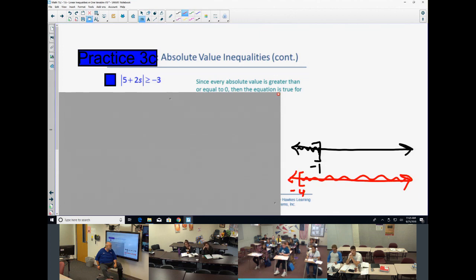-4, -3, -2, -1. Okay, what about -5? Remember, what we want is anything that's black or red, we're going to count it. So it's all real numbers, because every single number is either black or red, shaded. Okay? Now, is there a way that we could have figured that out from the beginning?